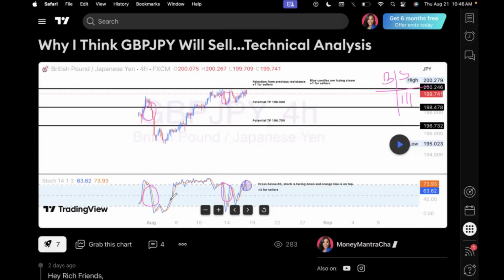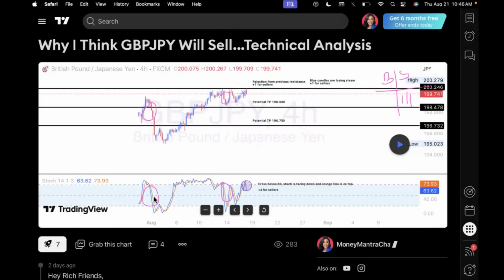Now, if the stochastic was facing up, right, that's usually a sign that the market is going up. The second question is, is the orange line or blue line on top? Just like when you see the stochastic facing down, 9 times out of 10, you will also see that the orange line is on top.